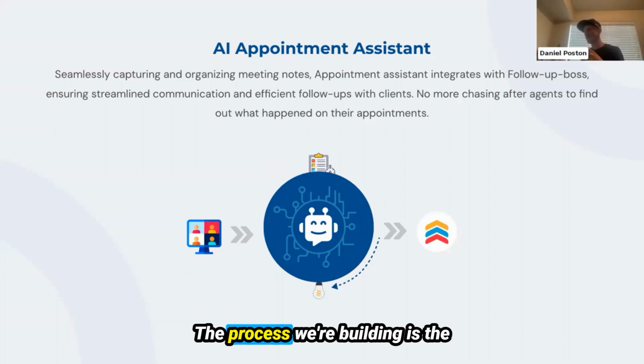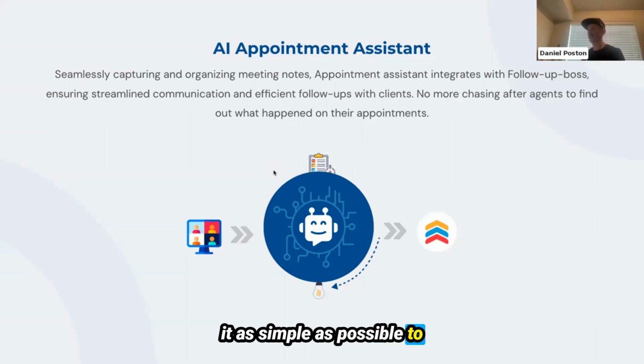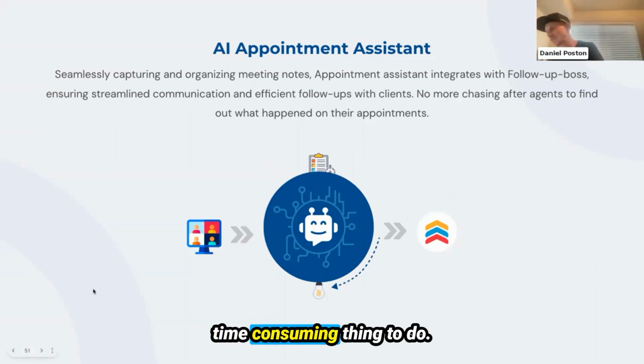What the process we're building is the AI will capture all of that data and enter it directly into Follow Boss or into one of our forms. So it'll be a pre-populated form that the agent can check the data on, add the additional fields and submit, and then it goes into the system. So we're really trying to make it as simple as possible to collect data from agents because it's such a challenging, time-consuming thing to do.